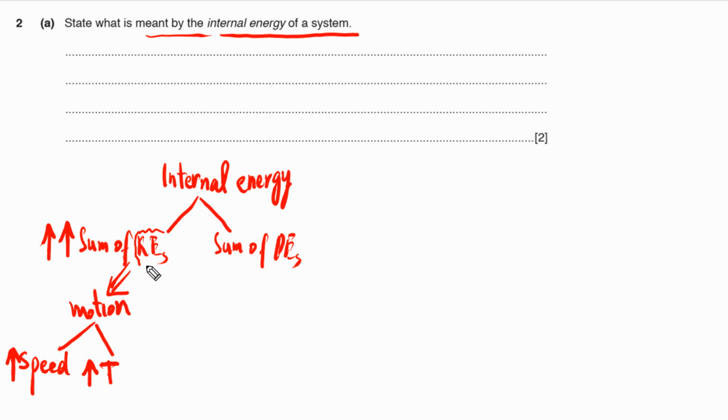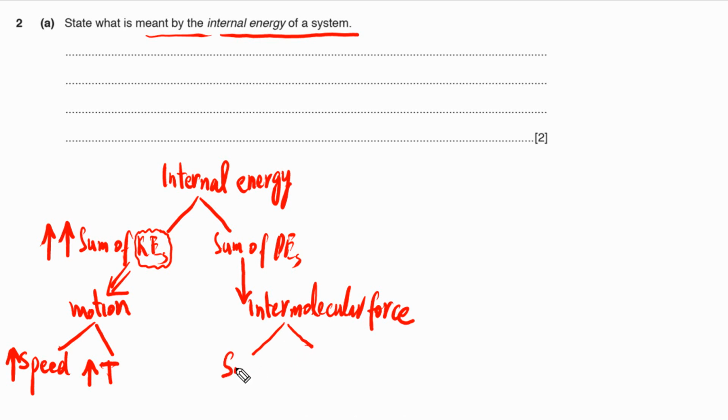And when we talk about kinetic energy of molecules, we are not only talking about translational motion of molecules, we also talk about vibrational and rotational motion of molecules. Now, let's move on to potential energy. Potential energy is due to intermolecular forces. And the potential energy of molecules depends on the separation between molecules, and also on the bonds between molecules.